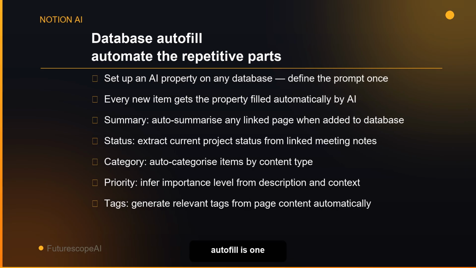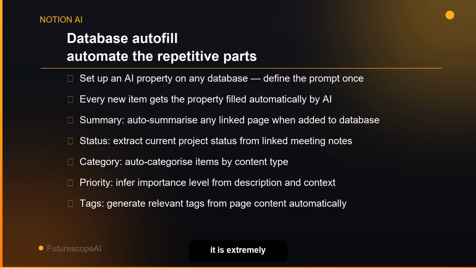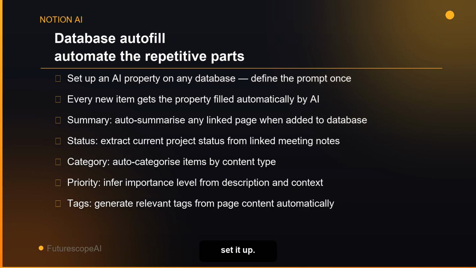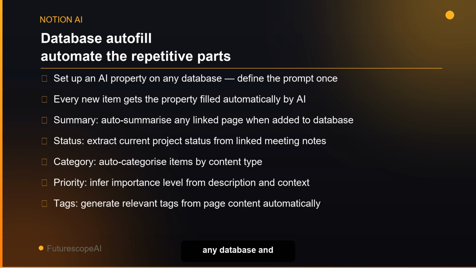Notion AI Database Autofill is one of the most underused features, but it is extremely powerful once you set it up. You create an AI property on any database and define a prompt for how to fill it. From that point on, every new item you add to the database gets that property filled automatically by AI.